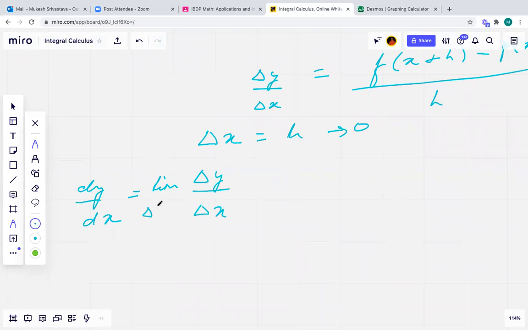Are you aware of limits? Yes, sir. Are you sure? Yes, sir. Also being very honest, I don't remember everything about this, but once I practice for a day, I'll remember 100%. So as my delta x tends to 0.